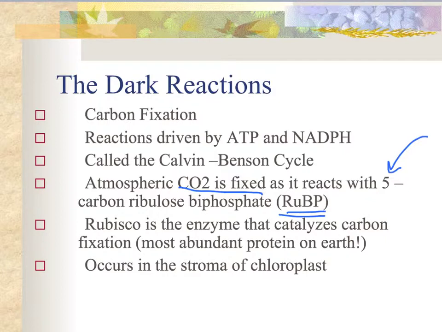And these reactions occur in the stroma, so that fluid-like material inside the chloroplast, similar to the matrix of the mitochondria.